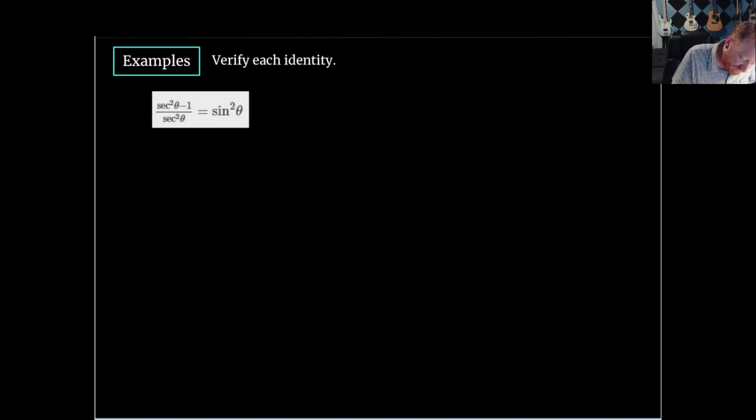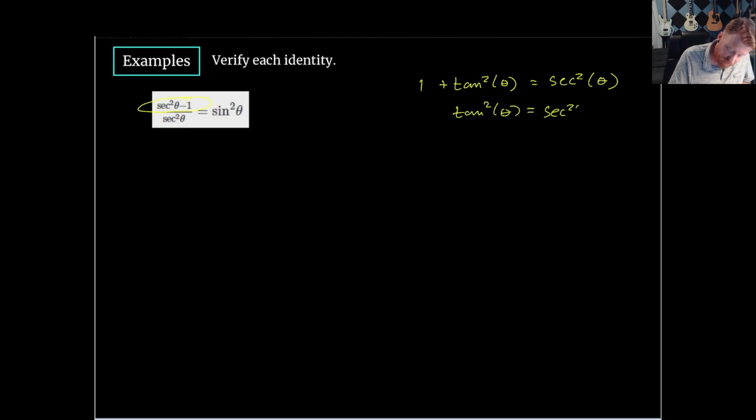The first thing I actually notice here is that the numerator is a rearrangement of one of our fundamental trig identities. So remember that 1 plus the tangent squared theta is equal to the secant squared theta. And if I subtract 1 from both sides here, we would get that tangent squared theta is equal to secant squared theta minus 1, which is what we have in the numerator over here. So I'm going to start by rewriting our numerator as secant squared theta. I'm sorry, tangent squared theta.